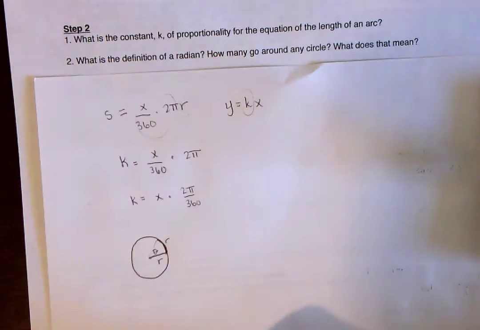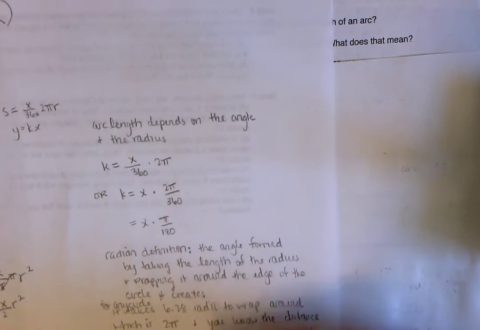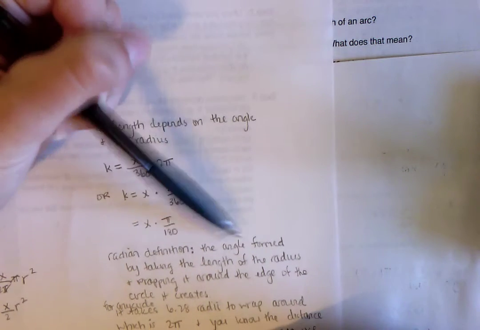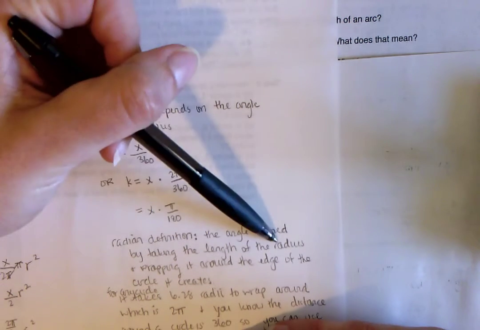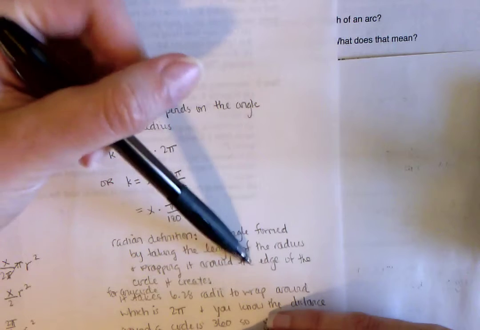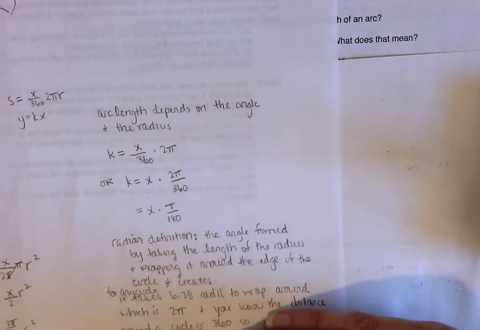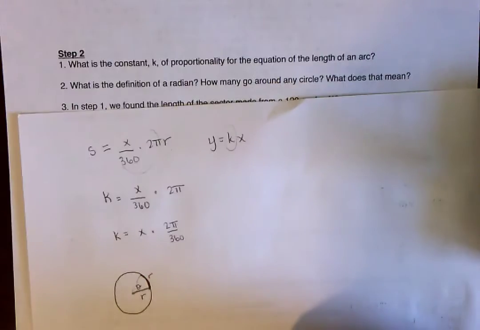So, and again, I wrote this over here. If you want to look at this definition right here, radian definition: the angle formed by taking the length of the radius and wrapping it around the edge of the circle it creates. Okay? So you can replay that if you need to, or look back at that, pause it.